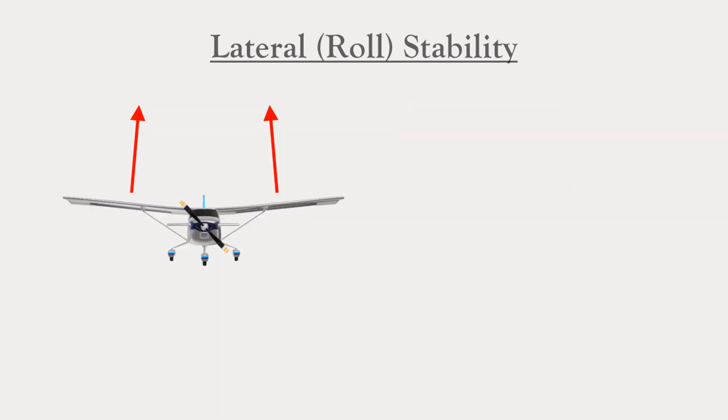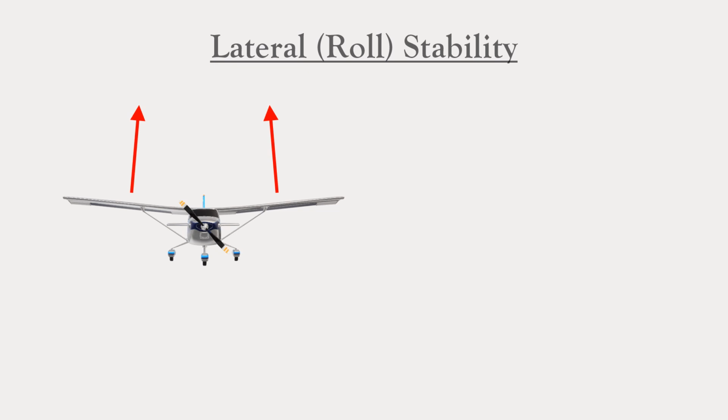Next, let's consider roll stability or lateral stability. Notice that the terminology here isn't totally consistent. The vertical stability refers to rotation around the vertical axis. Lateral stability actually refers to rotation around the longitudinal axis, and as we'll see, longitudinal stability refers to rotation around the lateral axis.